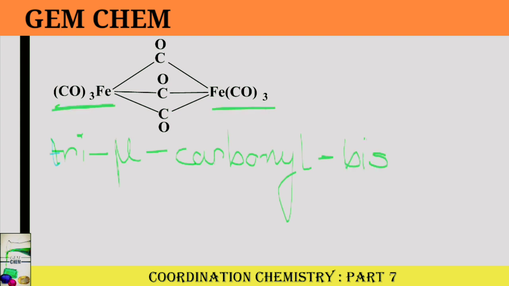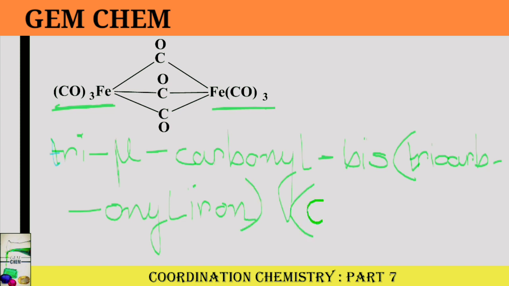So bis, again open the bracket, write down tricarbonyl. Since I have no space, I am going to the next line, but you are going to write in the same space tricarbonyl, and then you will write iron and close the bracket, write the charge, here the iron is in 0 oxidation state.